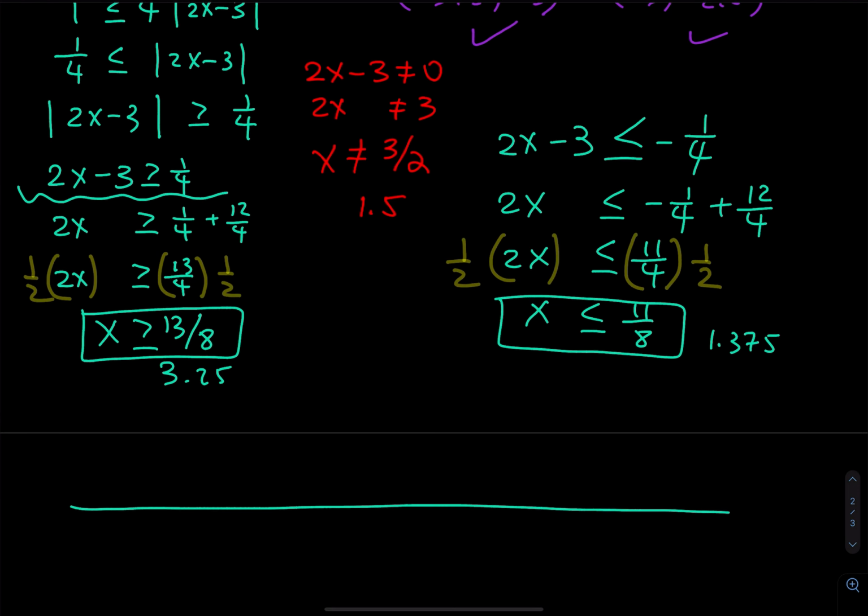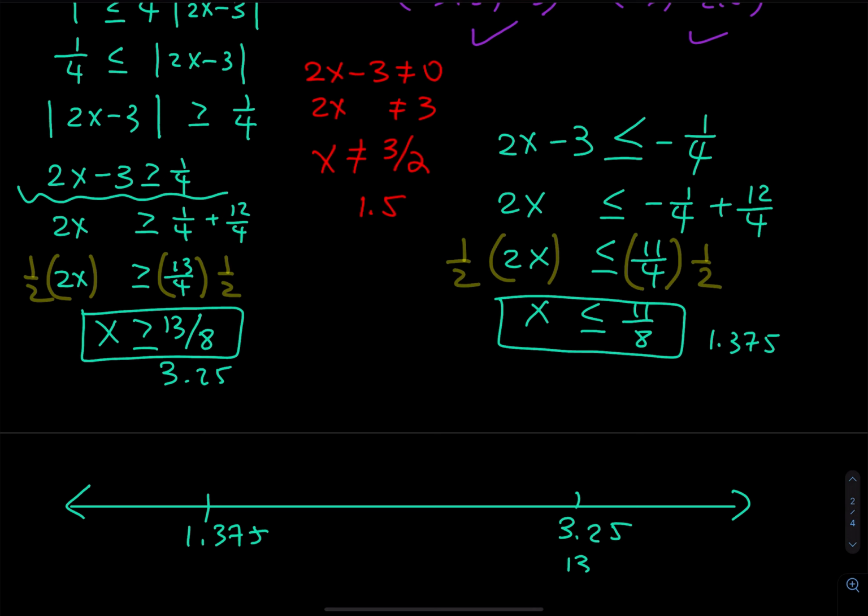Okay, let's draw a number line. So number line, we have that. And then we have 1.375 and then 3.25. So this is 13 over 8, and this is 11 over 8. And then where is my 1.5? My 1.5 is right over here, right? So 1.5, which is 3/2. So x cannot be equal to this. You know what? I should put that in red. So this is 1.5 equals 3 over 2, and put this mark in red.